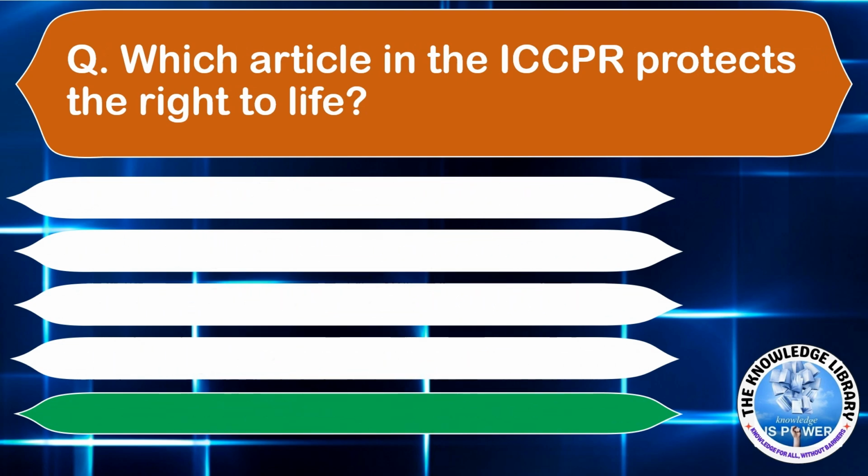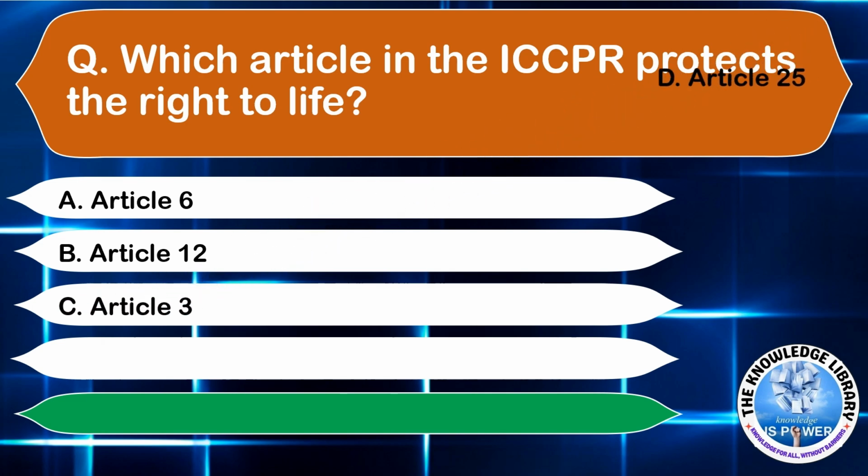Next question is, which article in the ICCPR protects the right to life? Option A, Article 6. Option B, Article 12. Option C, Article 3. Option D, Article 25. Answer is option A, Article 6.